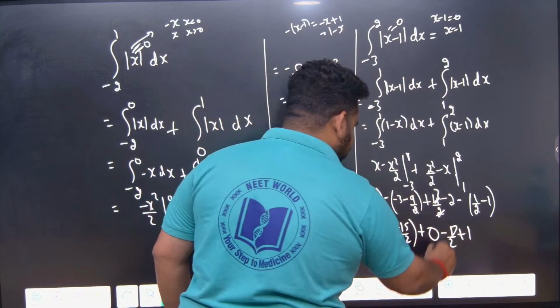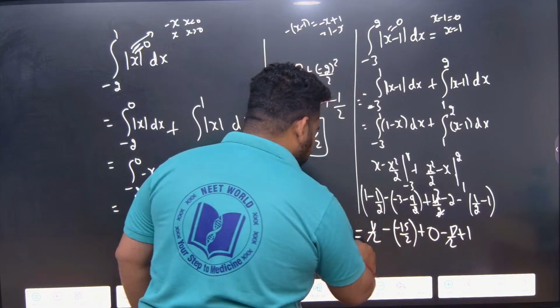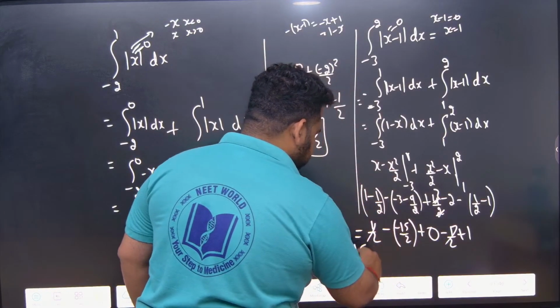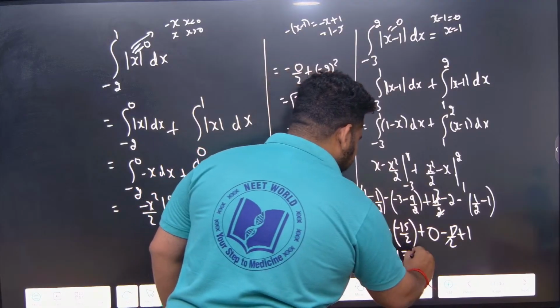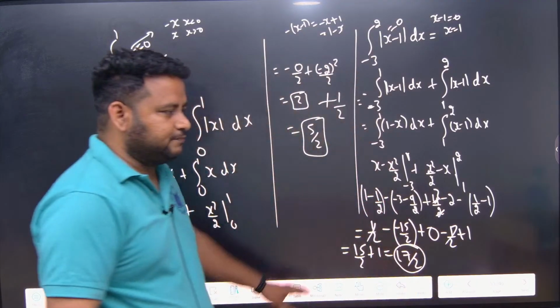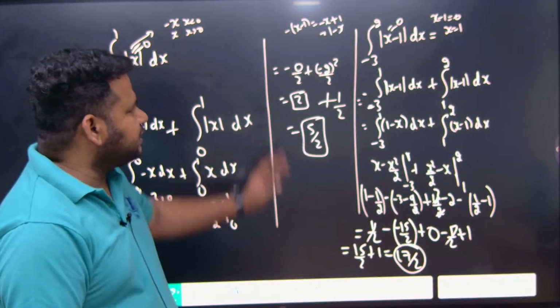1 by 2 minus 1 by 2 cancel. I am having plus 1. So this will become what? 15 by 2, minus into minus is plus 1. So that will become what? 17 by 2. So we will get the answer as what? 17 by 2. So this is the final answer. Like this you can use it.